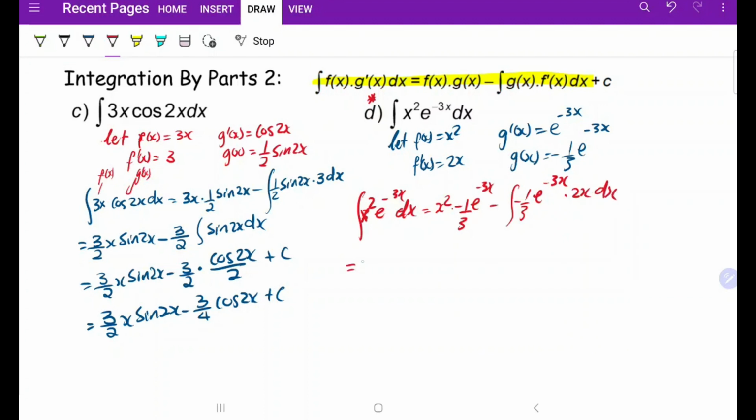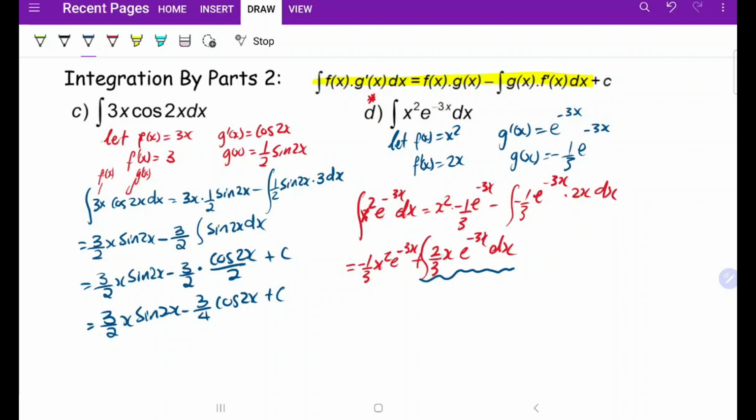And then simplifying this gives us minus 1 over 3 x squared e to the minus 3x. This will give us a plus there. And I want you to notice something again. So if we were to just rewrite this expression again, this will be the integral of 2 over 3 x e to the negative 3x dx. This part over here looks similar to what we're doing in question 1.